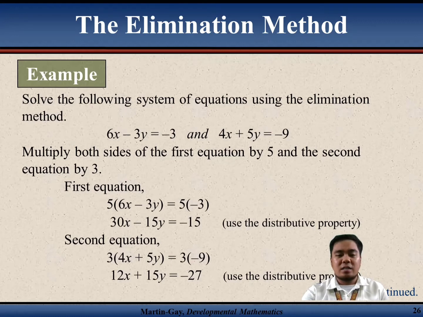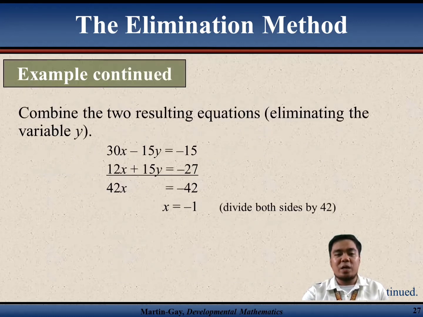Then right after that, if I combine the two equations, that is 30x minus 15y is equal to negative 15, and 12x plus 15y is equal to negative 27. Now, as you have noticed, the numerical coefficients of the variable that I wish to eliminate are the same and opposite. That is negative 15 and positive 15. In such a way, if I add, this will be easily eliminated. So the variable y is already eliminated.